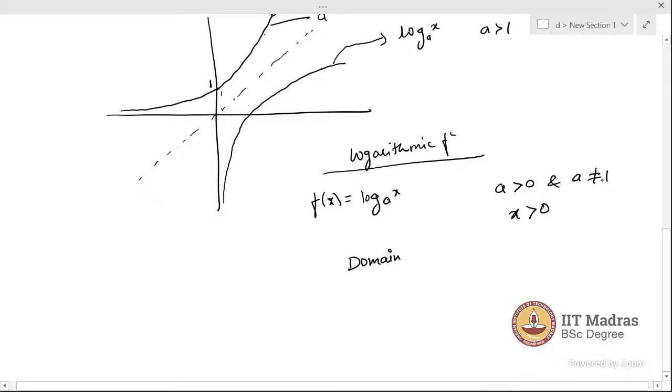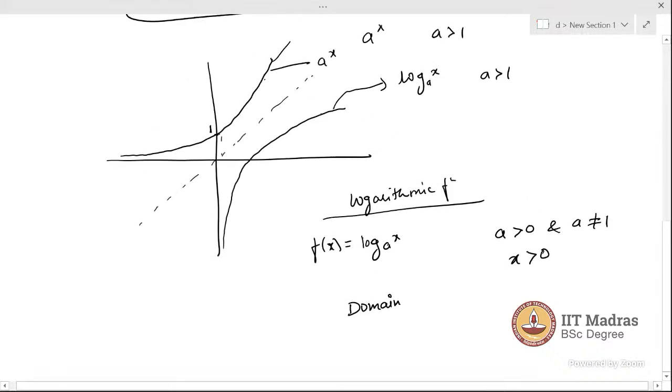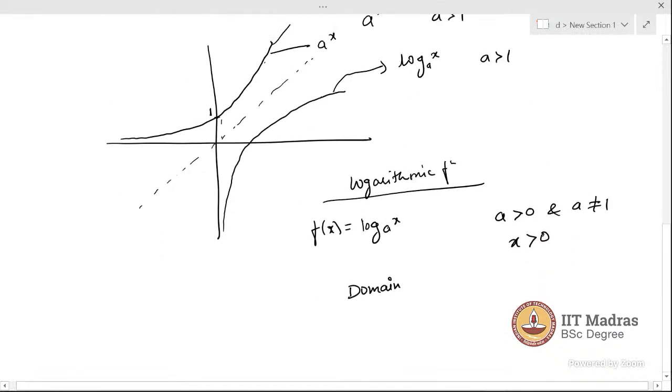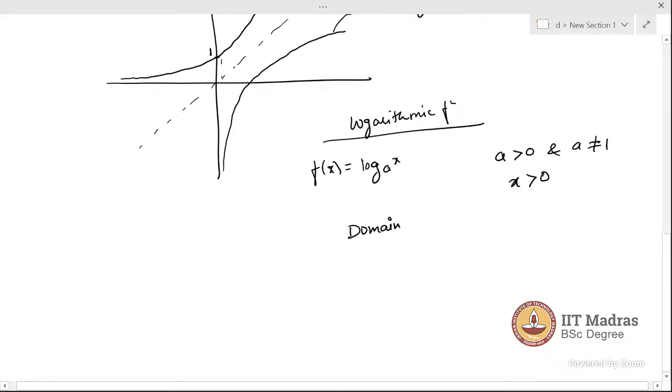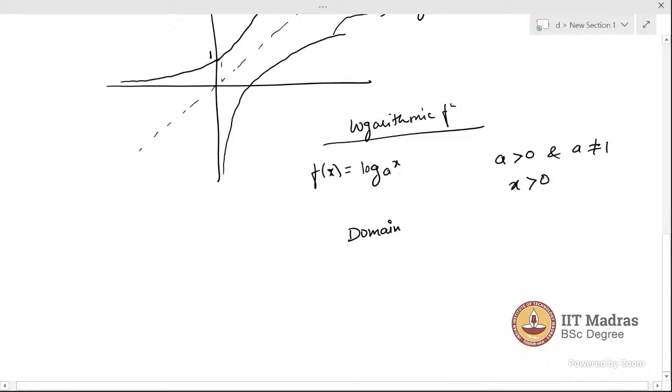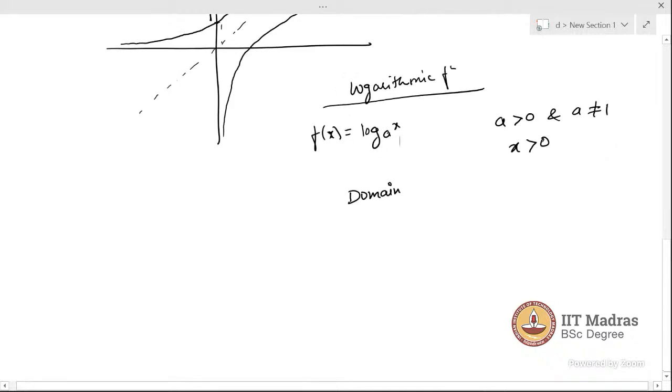That means, okay, so we got to know this is the case where a is greater than 1, the graph that you saw here, right? Now we'll discuss what happens when a is between 0 and 1. Okay, not negative. So what is the domain of the logarithmic function?